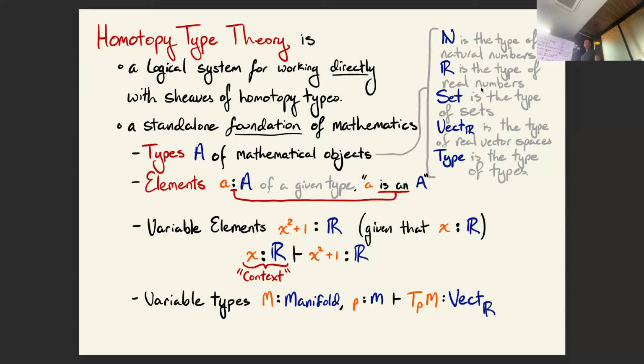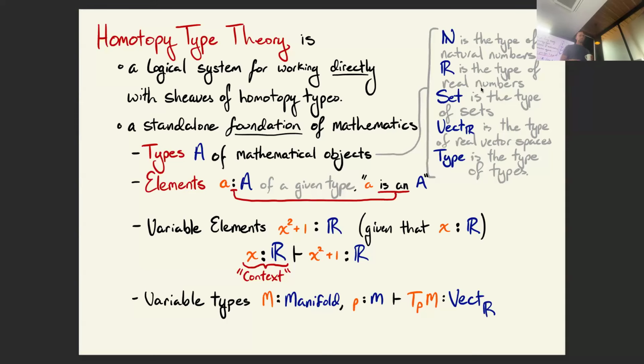And then elements of that type, which we write using a colon here. And that colon we read as "is an": a : A means a is an A. So for example, 3 : N would be our way of saying that 3 is a natural number. And we also have variable elements. So we can say something like x^2 + 1 is a real number, given that x is a real number, right?